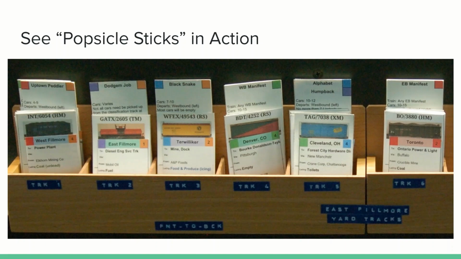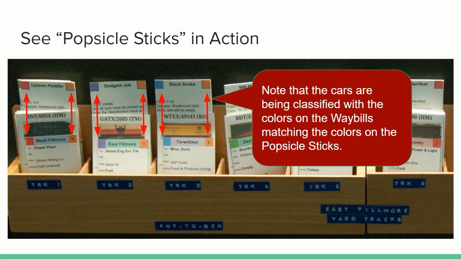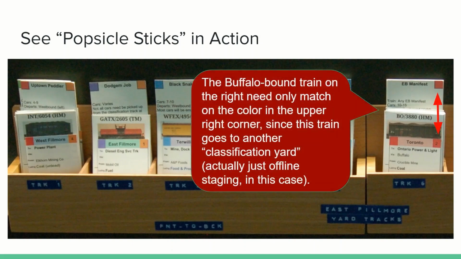Here you can see those popsicle sticks in action where, if you look, the ones in the back, these tall cards are the popsicle sticks that indicate what cars are in that track, with then the cars associated with that popsicle stick in front of those taller ones. And there can be more than one of these in a given track. It looks like on track 1 there are 2 different popsicle sticks in there. Notice that the colors then just match up with the colors on the waybills, so that you again can quickly see that you're putting it in the right place.